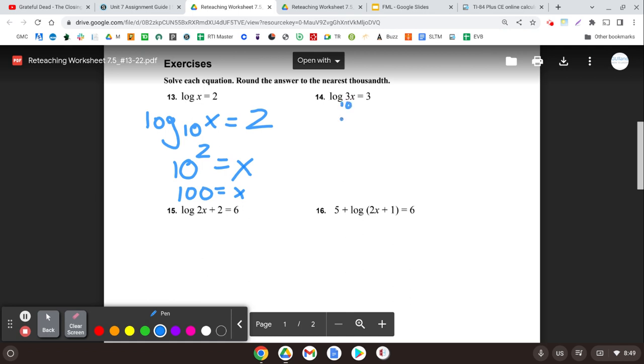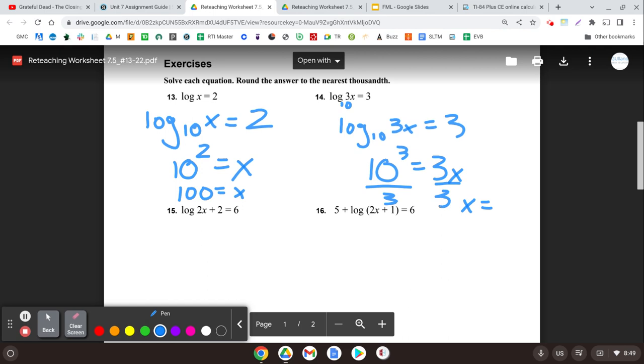Okay, log base 10 of 3x equals 3. Identify the base, 10. Switch the other 2. 10 cubed over 3 equals x, because I divide both sides by 3. So x is 1,000 over 3, so 333.33.